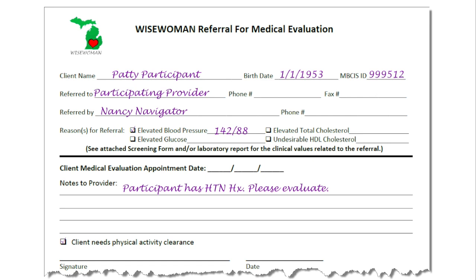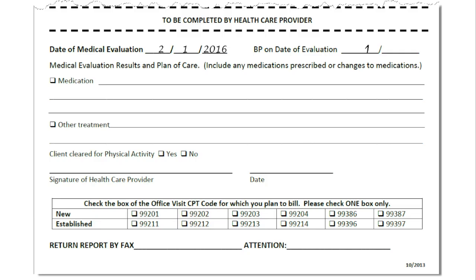In this case, we're saying that she has elevated blood pressure of 142/88. And we're saying that she has a history of hypertension, and so we want to evaluate her and see what's happening. Also, you see the box is checked for the client needing physical activity clearance, so we're asking the provider to do that as well. That's the top portion of it. That's where you complete it, and you'd also sign it and date it. And then the bottom portion is completed by the healthcare provider.